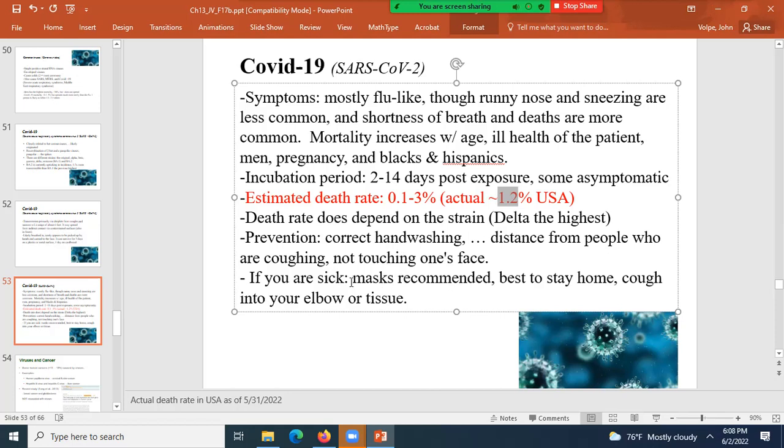If you're sick, please wear a mask. That'll prevent the spread of the disease from you. It's best to stay home and then cough into your elbow or your tissue. Any questions about any of that?